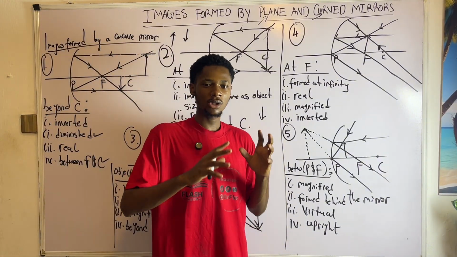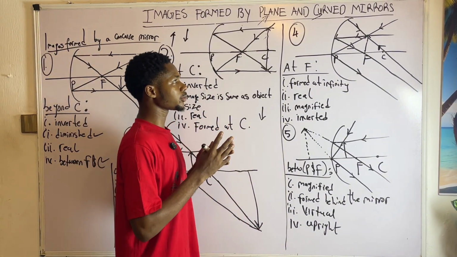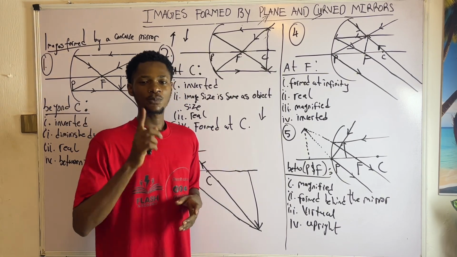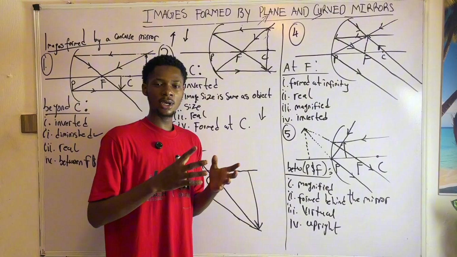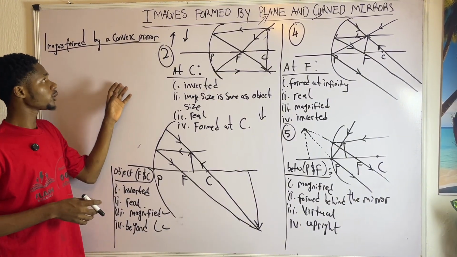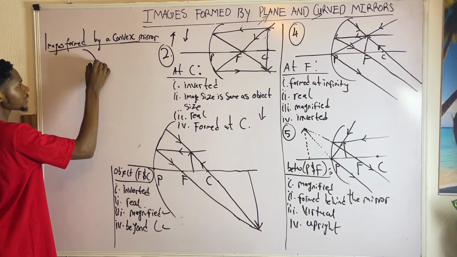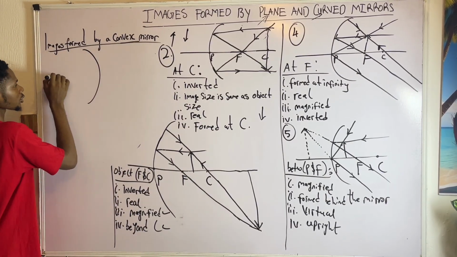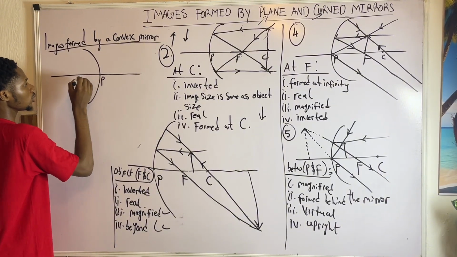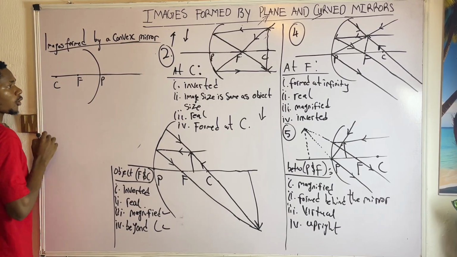Now we've talked about the properties of images formed from the 5 positions whenever an object is placed in various locations for a concave mirror. Let us now talk about the images formed by a convex mirror. If we're having a mirror like this, notice how I'm drawing this in the opposite direction. A convex mirror: this is the principal axis, here is the pole, here is the principal focus, and here is the center of curvature.